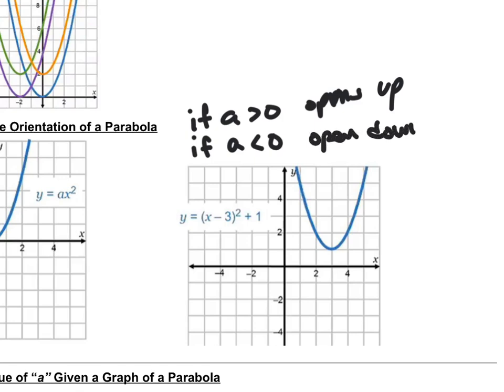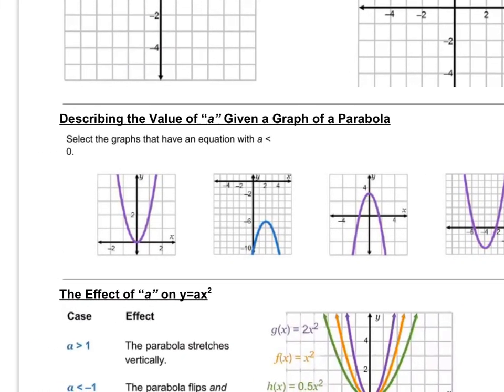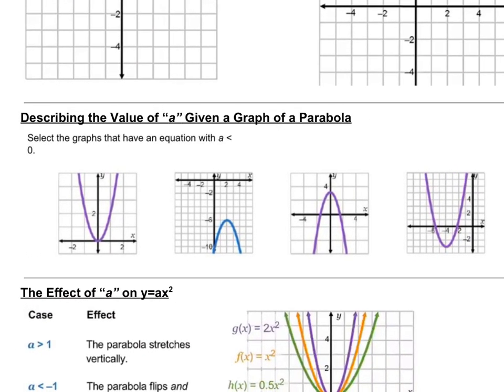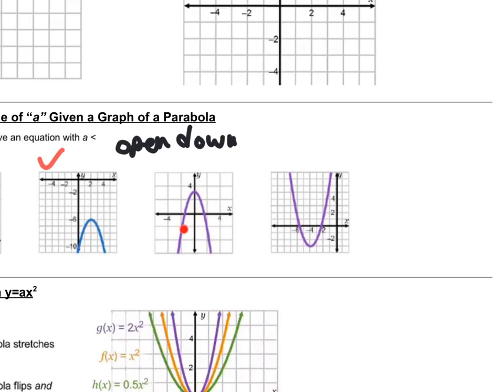We kind of just dealt with the same problem over here. Let's select the graphs that have an equation where A is less than 0. If A is less than 0, that means it's going to open down. This graph here opens up. This one opens down, so this one works. The next one also opens down, so this one also works. And then that one opens up, so that one doesn't work. So you can tell which one is which.